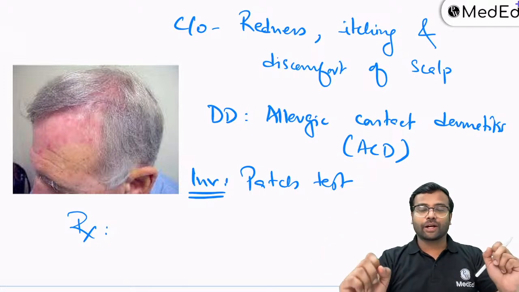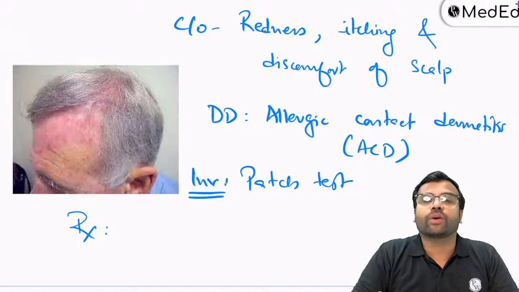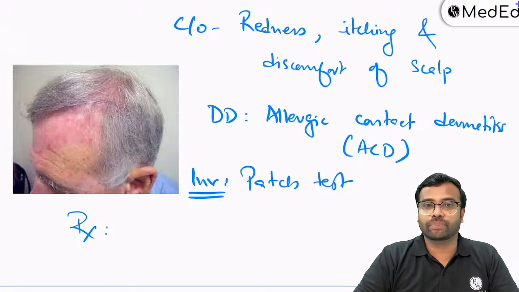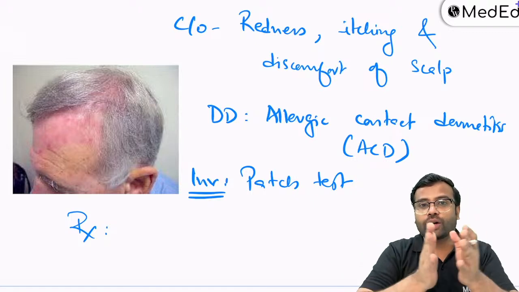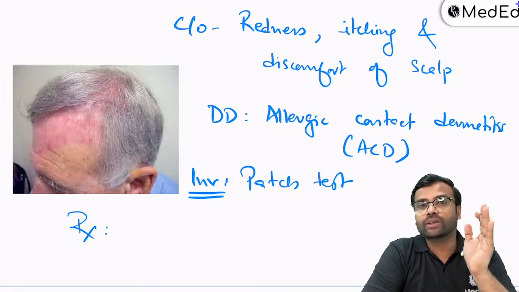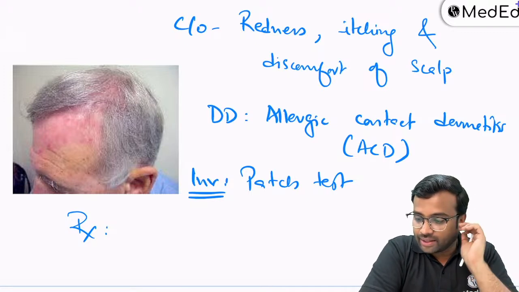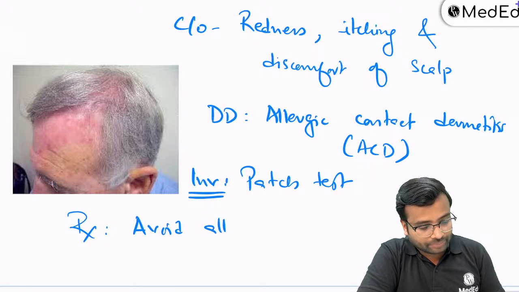What is the first step that you would like to take? Take a very good history, okay? Try to understand when did the patient start getting the symptom. Especially try to establish that thing of contact dermatitis, that you got this lesion after you were in contact with so and so substance. And then what you have to do is avoid the allergen.